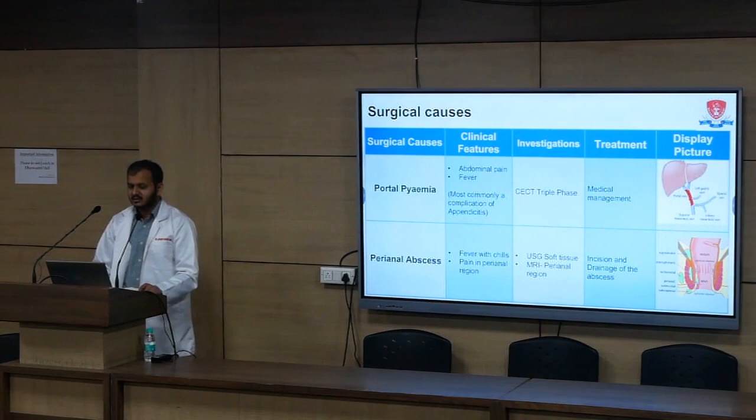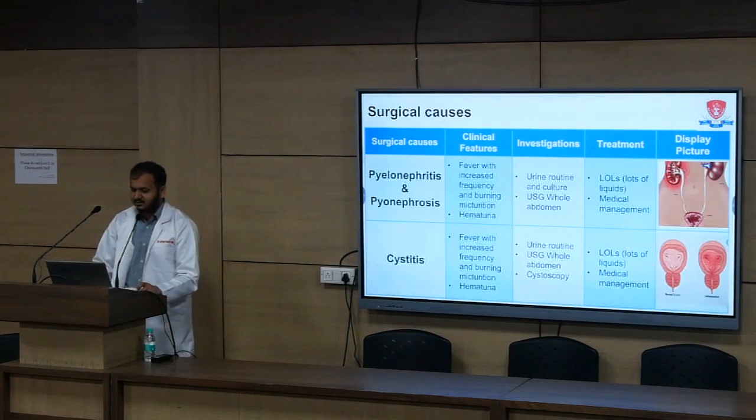The next cause that is most common in surgical OPD is perineal abscesses. The clinical features will be fever with chills and pain in the perineal region. The investigation of choice is sonography of the soft tissue, and MRI of the perineal region if we are finding any fistulous tract. The treatment can be done by incision and drainage of the abscess.